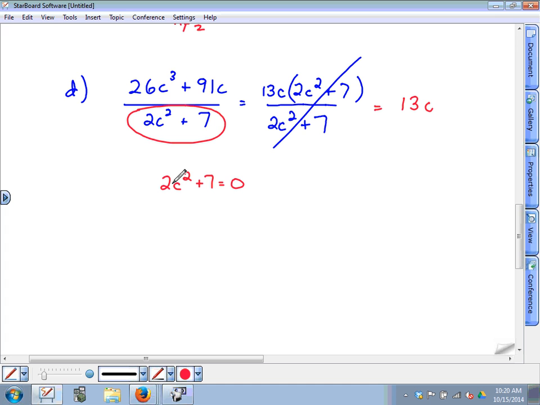If I plugged in a negative number for c, and then squared it, what happens to that negative number? If you square a negative number, it comes out positive. And then if I take that positive number and multiply it by 2, it's still positive. And if you add 7, that's not going to equal 0. Is there any negative number I could plug in here and square it and then multiply it by 2 and then add 7 that's ever going to equal 0? What about any positive number? Can I plug in any positive number, square it, multiply by 2, add 7, and have that ever equal 0? Is this ever going to equal 0?